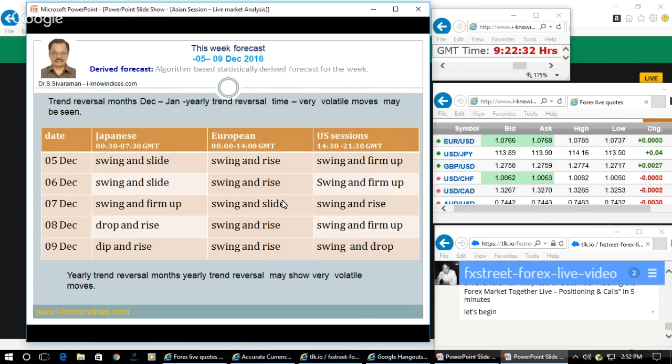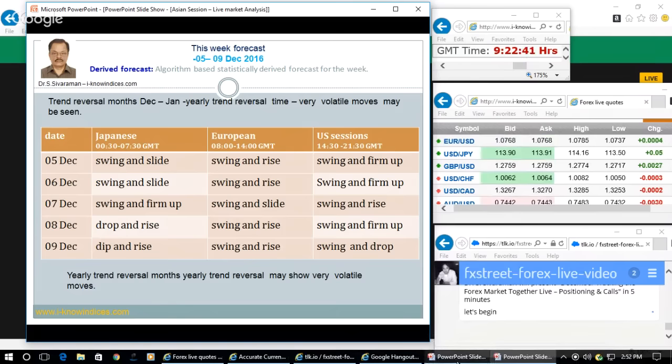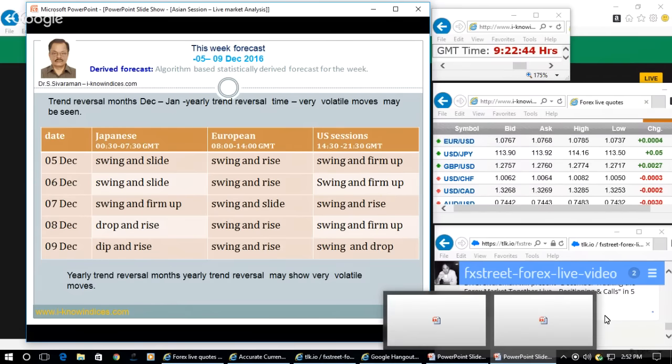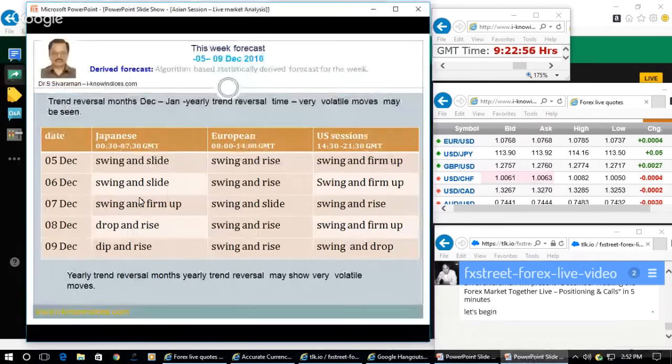So you find the traders vary in accepting various types of analysis, and a great amount of uncertainty still prevails. So what has to be done? Take the first component, namely the derived forecast. Today's derived forecast says swing and slide during the Japanese session, then swing and rise during the European session. The European session starts at 8 GMT and ends at 14 GMT. During that time, Euro and GBP are expected to gain the levels.